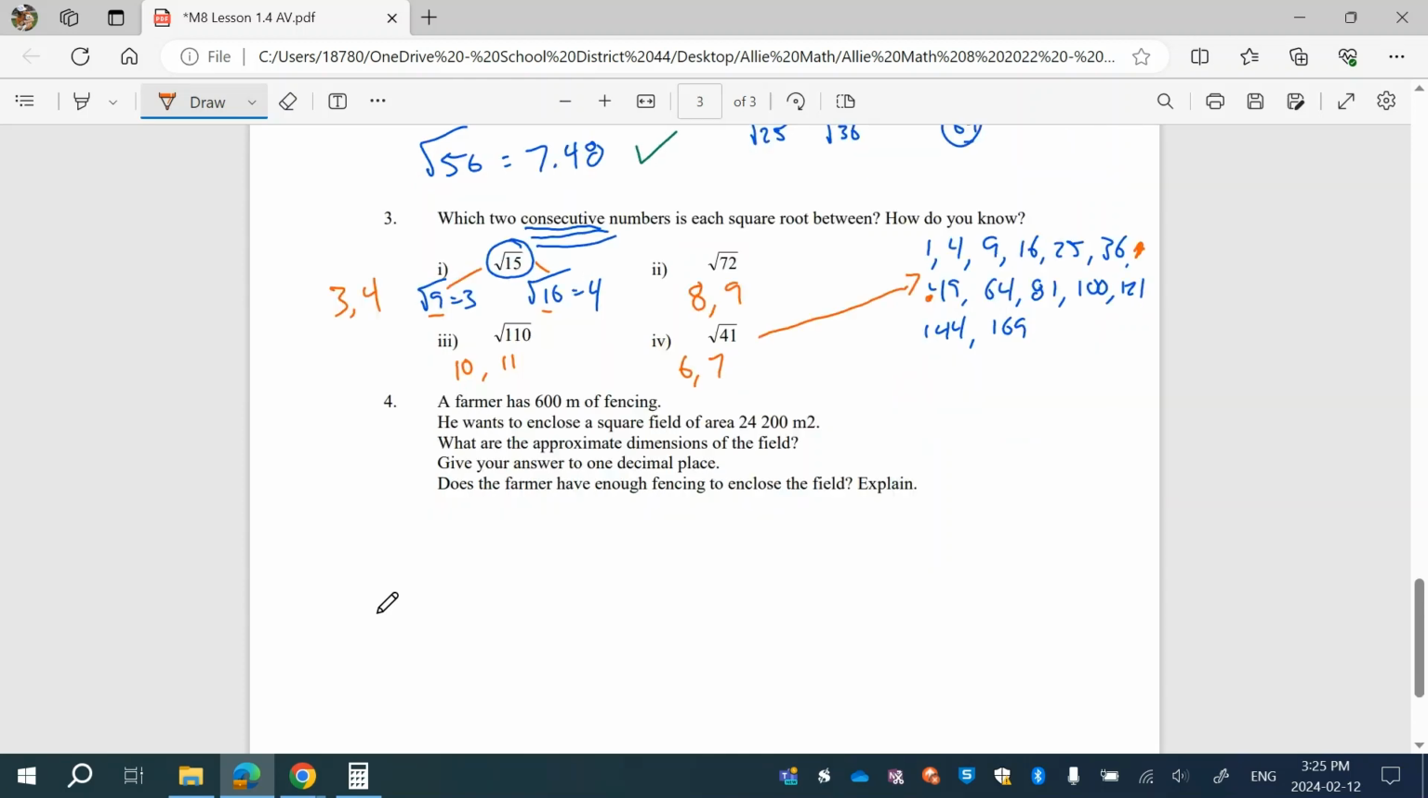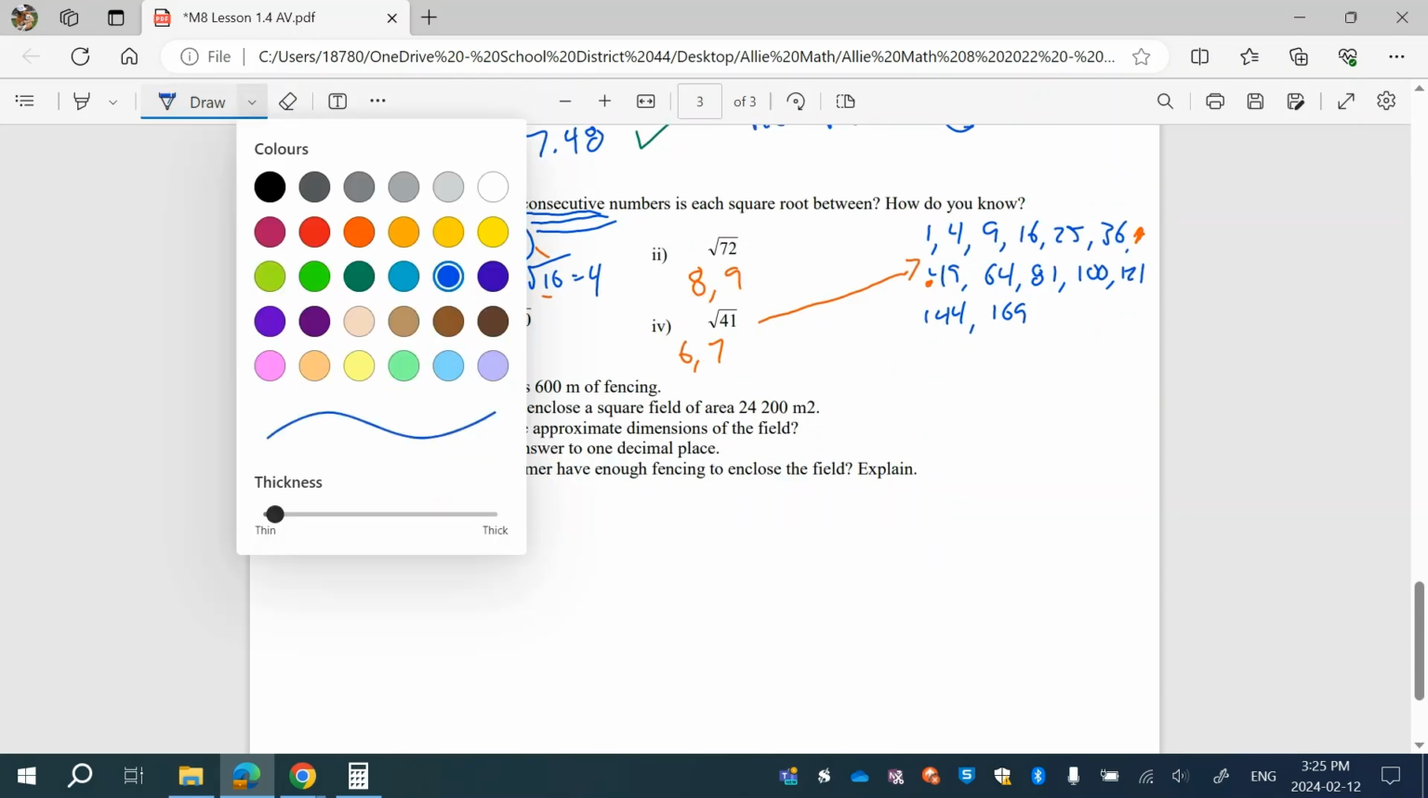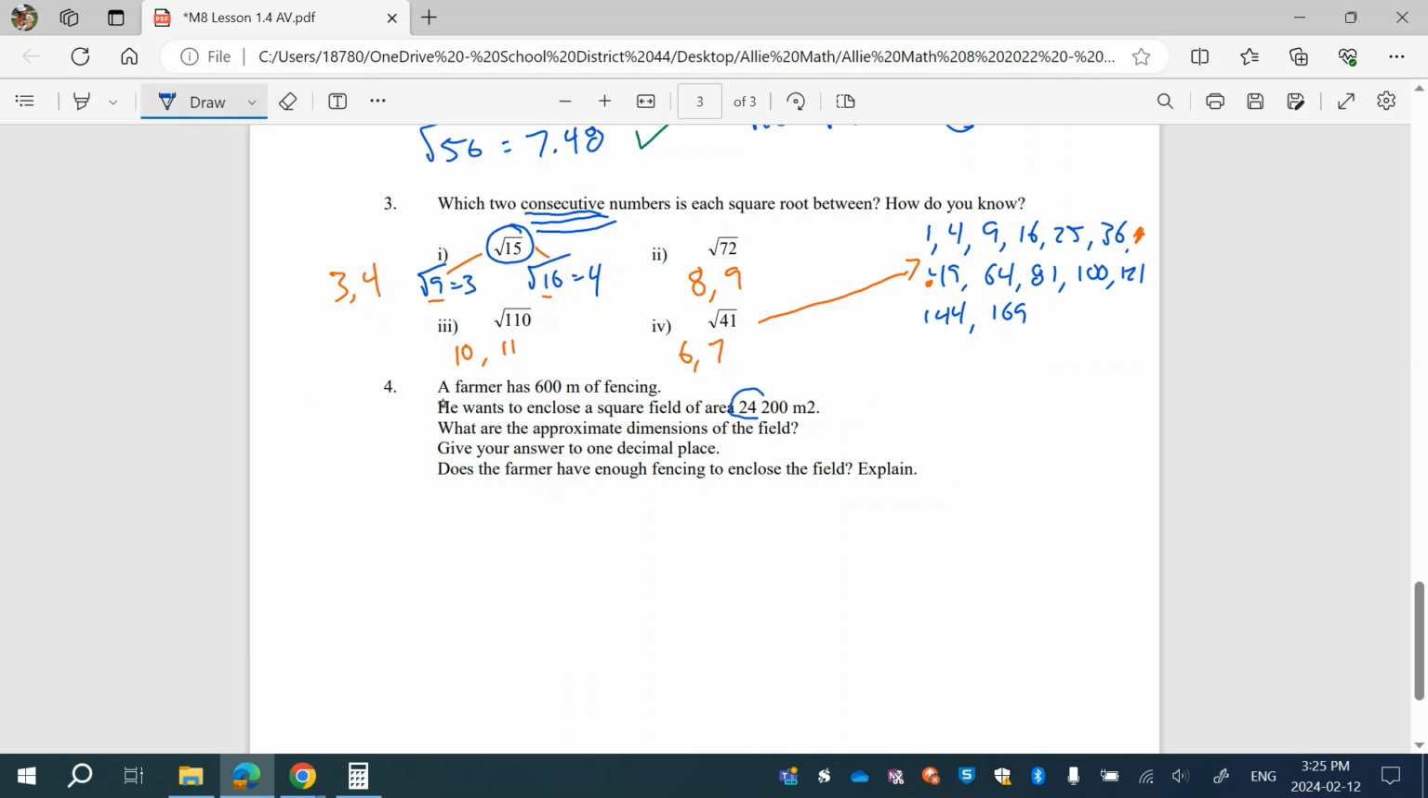Okay, last we have a question. This one's a little tough. It's going to give us a big number, and it's going to seem really hard to estimate what this square root could be because it's so big. But if we ignore the zeros, that might help our cause.